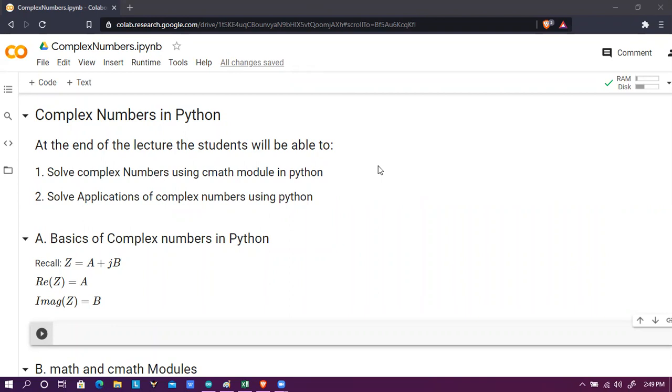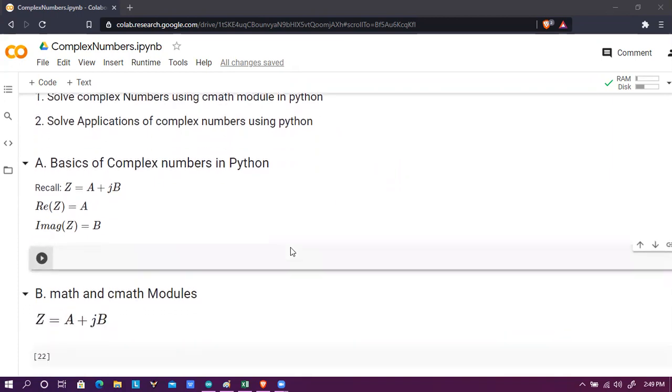I will be discussing here how to solve complex numbers using Python. At the end of the lecture, the students will be able to solve complex numbers using the cmath module in Python and solve the applications of complex numbers using Python. I will be giving problems, and you are going to solve them using Python.